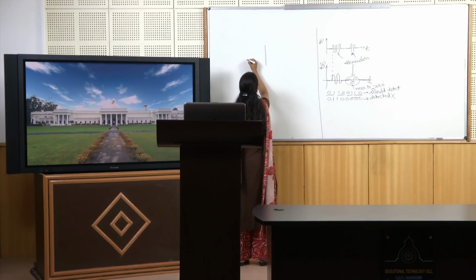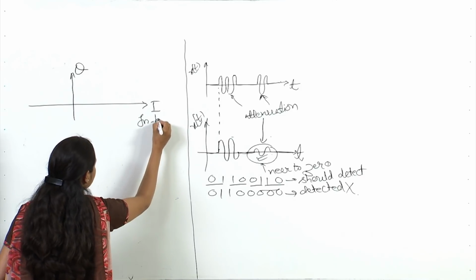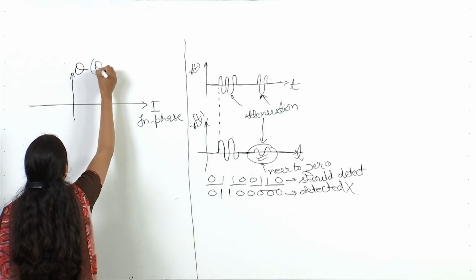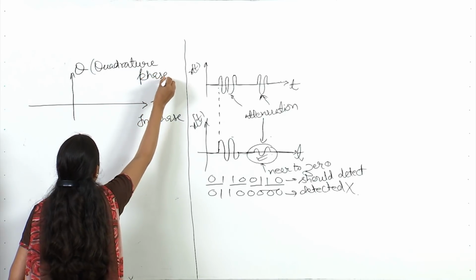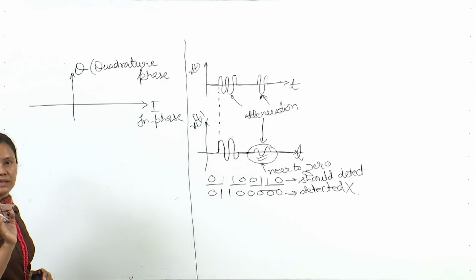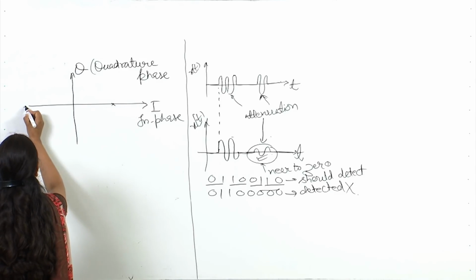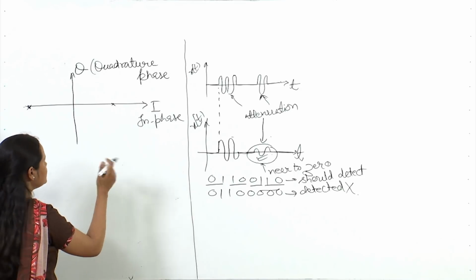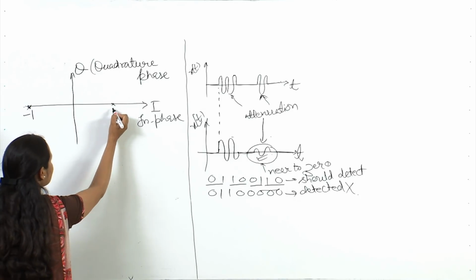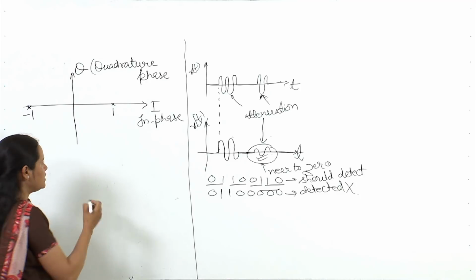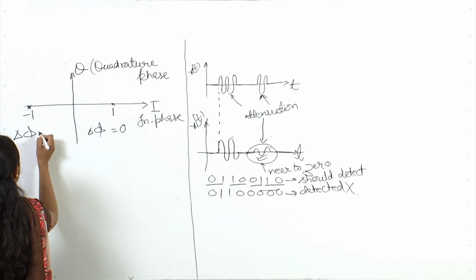A constellation diagram has an in-phase and a quadrature phase axis. So, when we say binary phase shift keying, we do not have any magnitude there, only phase is changing. So, it has only two conditions, 1 and minus 1, it just takes two values. What do we mean by 1? Whenever it is 1, it has a phase shift of 0 degrees, and whenever it is minus 1, it has a phase shift of pi.